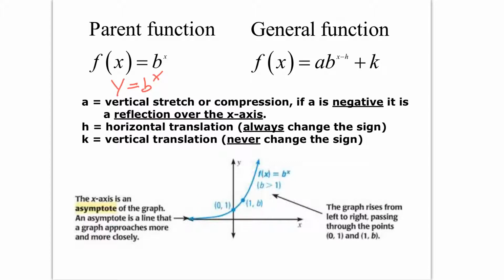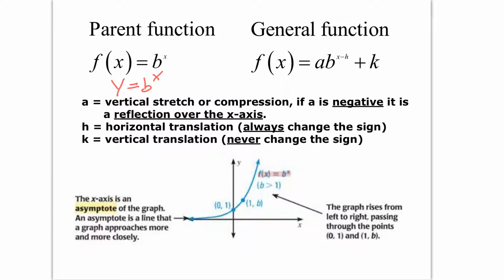So let's look at the picture. Here you have the curve, and if you look at the graph from left to right, it is going up, it's increasing. That's what we say: the graph is increasing because it's going up from left to right. And the asymptote is the x-axis when you have the parent function. Notice the function here. I'm going to highlight it. The parent function is f of x equals b to the x power. So for the parent function, the asymptote is the x-axis.